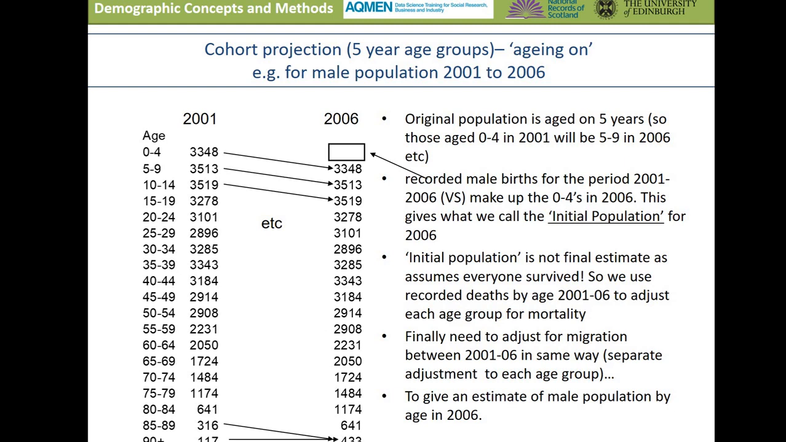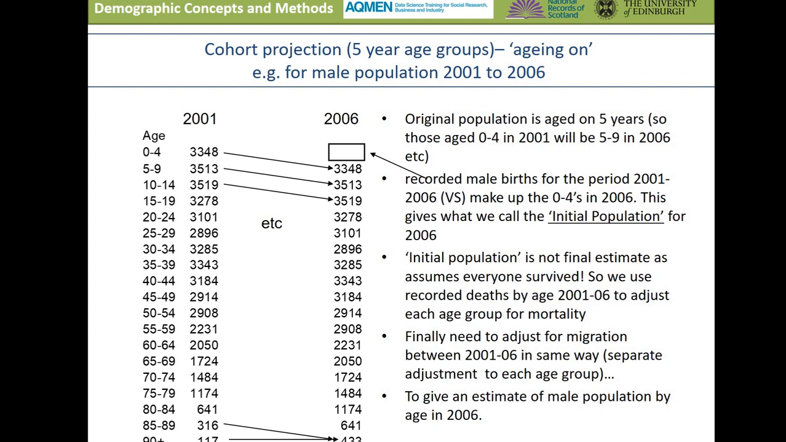So if we're working with a population projection that uses 5-year age bands, the first process that we do is to age this population on. Here I have a population in 2001, 5-year age bands from 0 to 4 all the way up to a final age band of 90 plus. And to age that population on, I'm literally moving each population to the adjacent age band. So the 0 to 4 population, of whom there are 3,348 people, are moved in 2006 to the 5 to 9 age group.